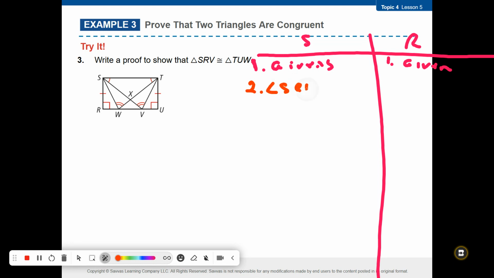angle SRW is congruent to angle TSV. What's my reasoning for that? Why did I state right off the bat that they're congruent? Based off the givens. Yeah. They're both right angles. So this is the right angle congruence theorem, right?